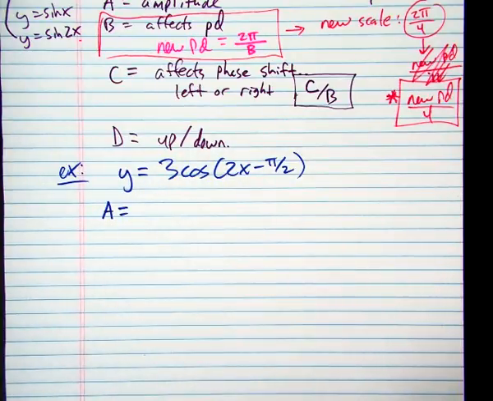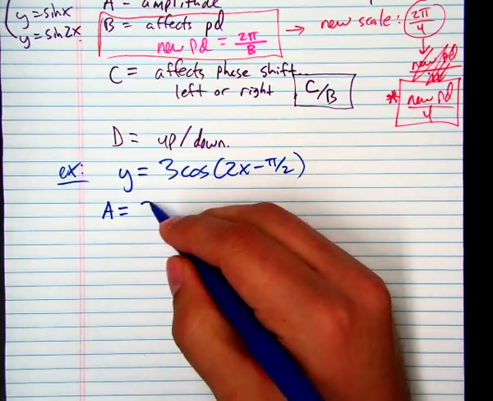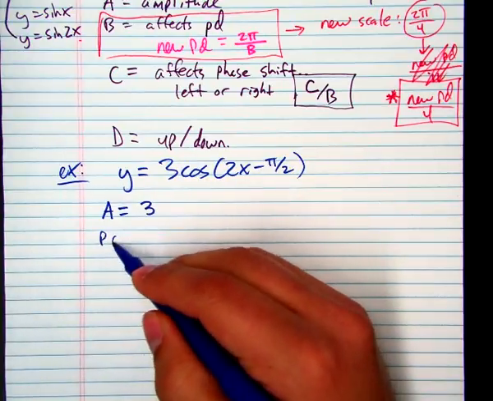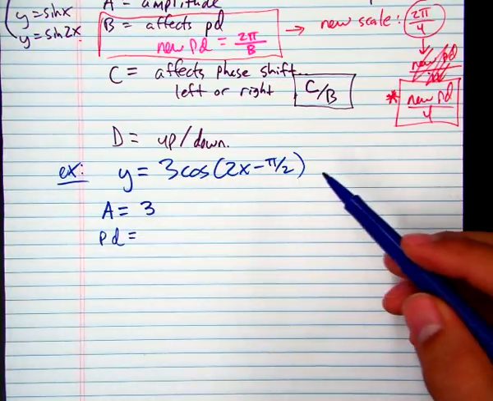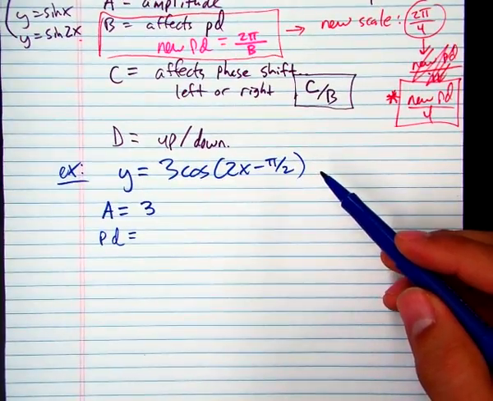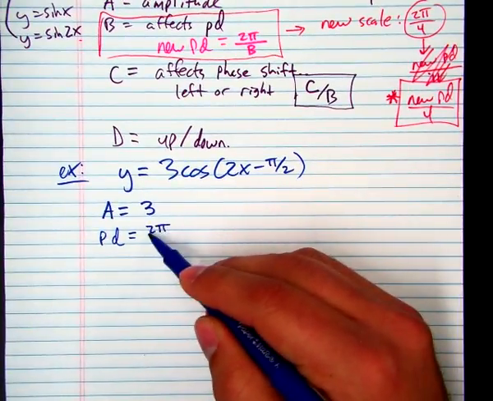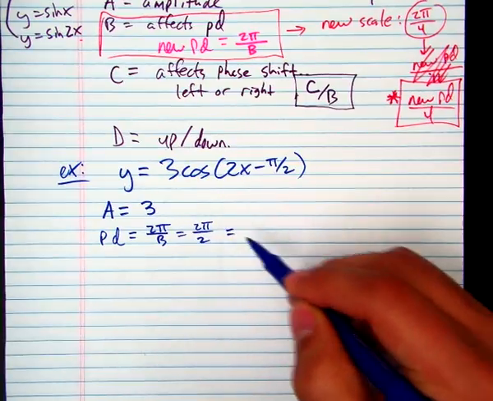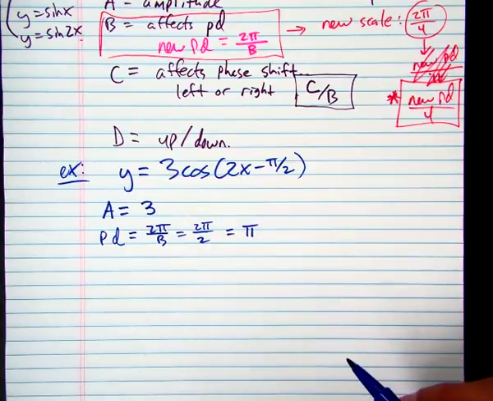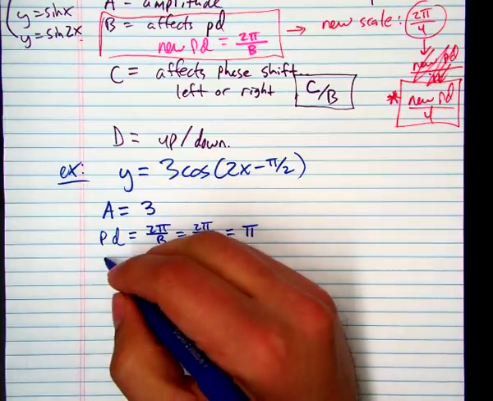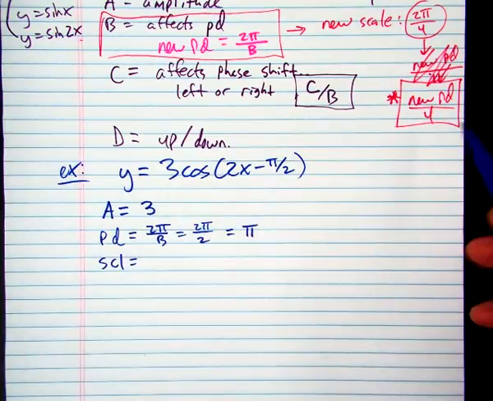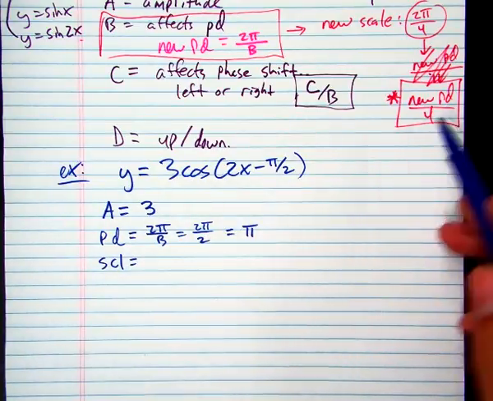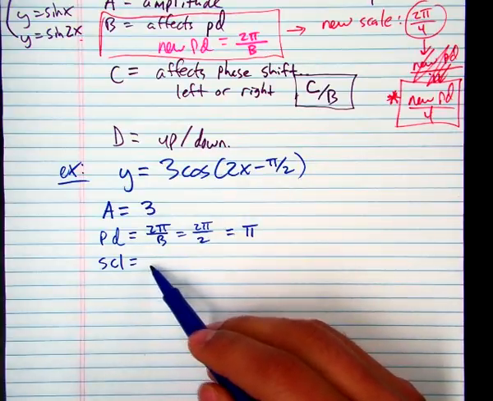So what is our amplitude here? 3. Yes, good. Our period, which is calculated by what formula? 2 pi over b. So let's plug that in. 2 pi over b is going to be 2 pi over what? 2. So our period is pi. So our period is getting smaller here. And our scale is just the new period divided by 4, right? So in this case, our scale should be pi over 4.